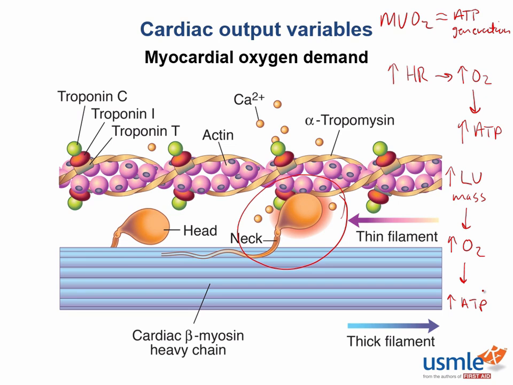And then again, you're going to have increased O2 demand with an increased heart rate. And finally here, you have increased O2 demand when the diameter of your left ventricular chamber increases, because this leads to an increase in wall tension.